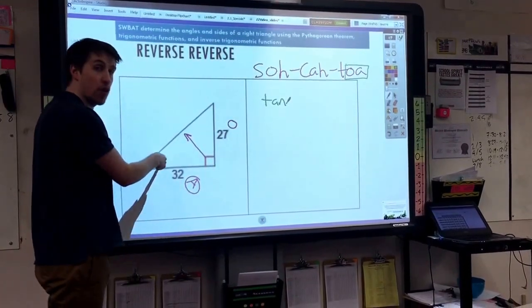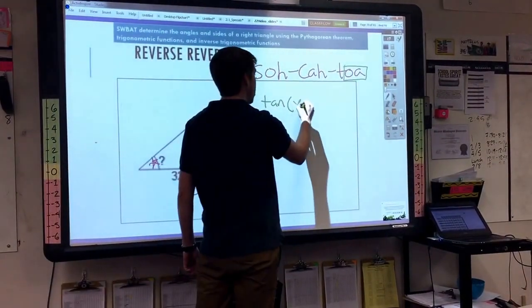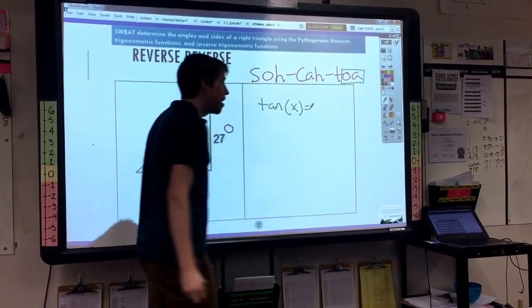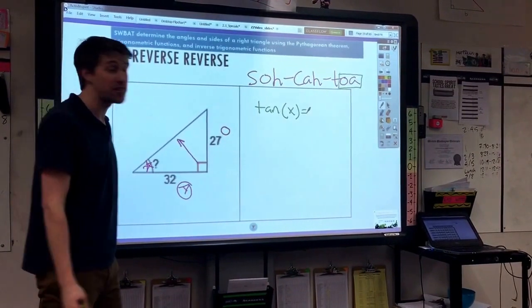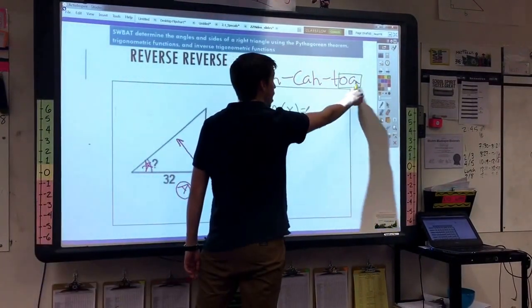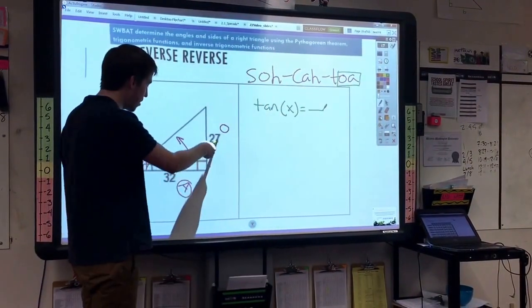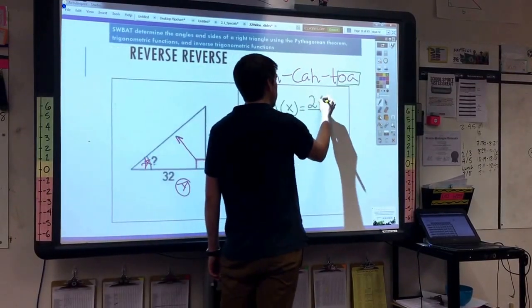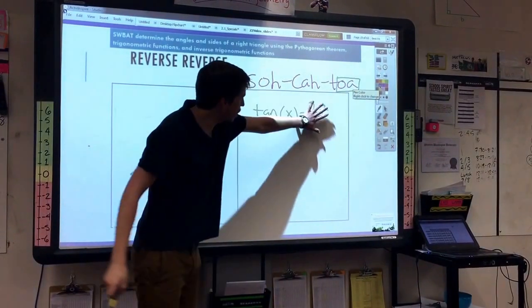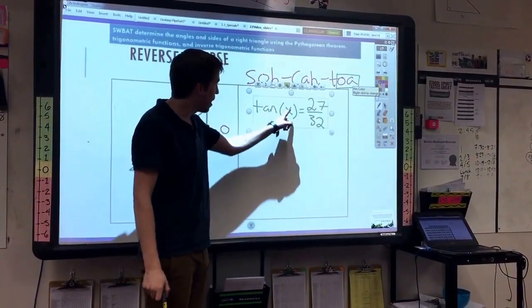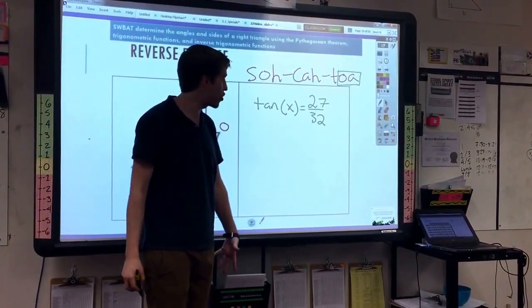But in this case, we don't know what the captain angle is. So we're just going to put our variable x, and we're still going to follow the same fraction setup like we did when we solved for missing sides. Opposite on top of adjacent. Opposite over adjacent, 27 over 32. Now, we still need to solve for x, but x isn't over here in the fraction like it used to be. It's all tied up in the tangent, in that trig function.